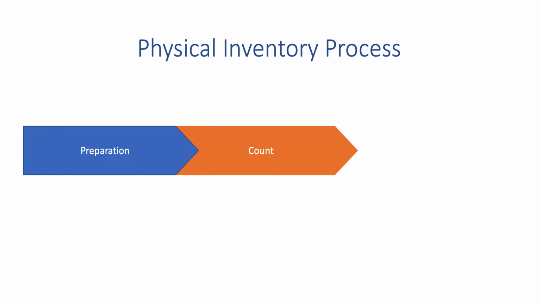Lastly, we have step 3, physical inventory analysis. During this phase, the count results are entered into SAP. If the results seem to be significantly different from the expected value, a recount can be initiated. Once the count is considered accurate, any inventory differences are posted.